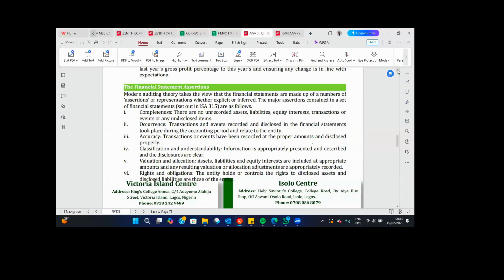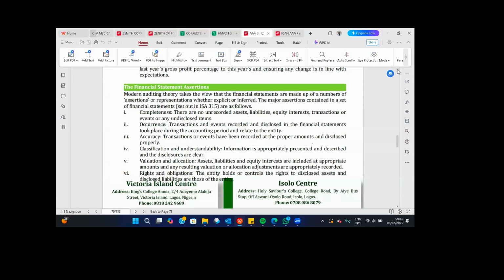The completeness under presentation and disclosure means that all disclosures must be complete, so that somebody that is reading it can have an understanding that it is correct. I hope that is clear. So completeness is common to all the three.